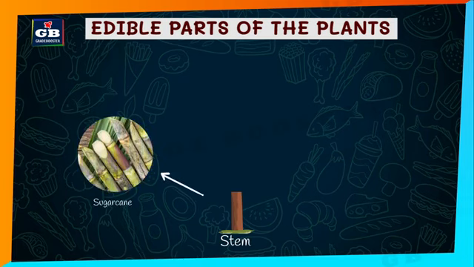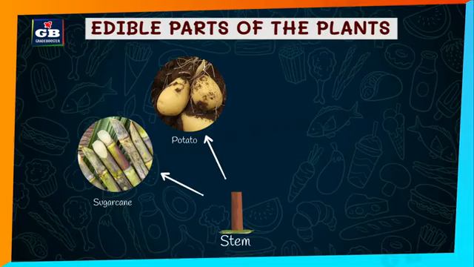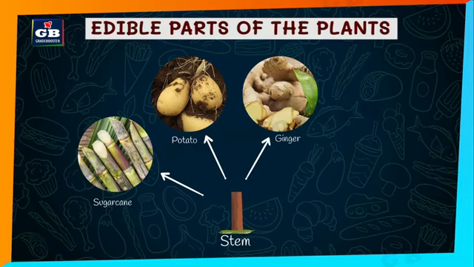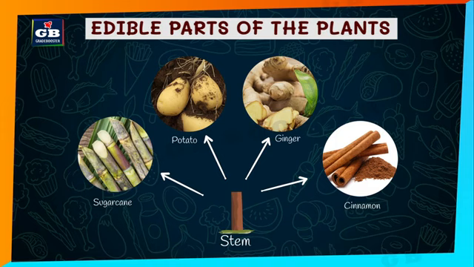Sugarcane. The stem of the sugarcane is crushed into juice, and that juice is used to prepare sugar and jaggery. The potatoes that we eat are nothing but the stem of the potato plant. Even the ginger that we use as a spice in our dishes is nothing but the stem of a ginger plant. The cinnamon that we use as a spice is nothing but the bark of the cinnamon tree.